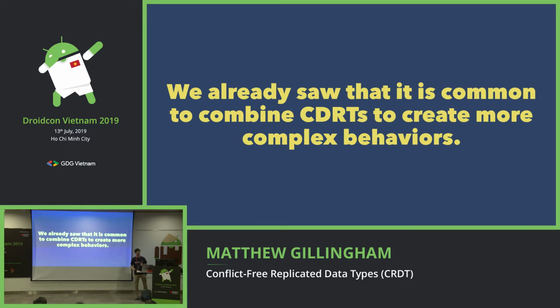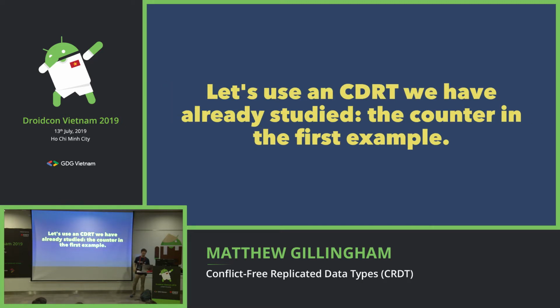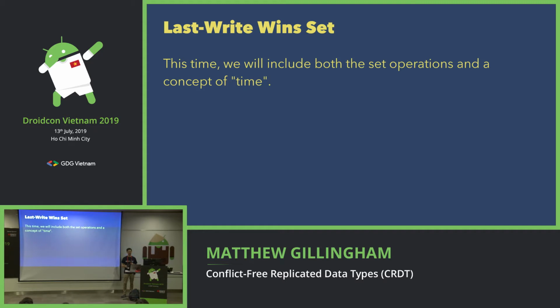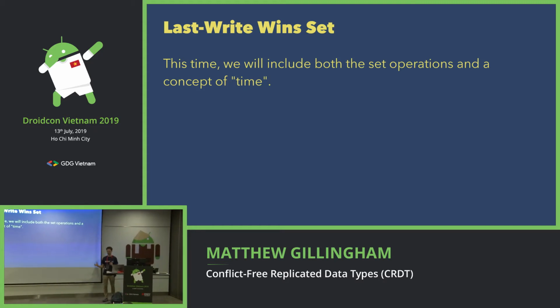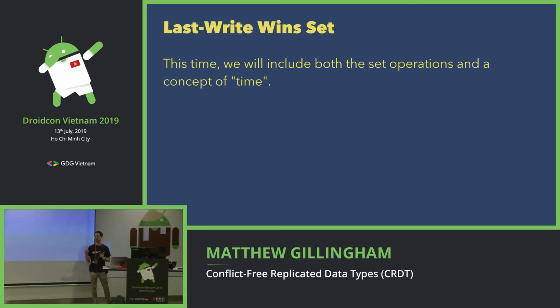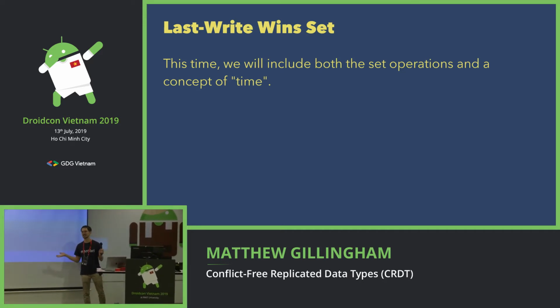So we've already seen that we have this approach where we can take two conflict-free replicated data types and combine their behavior. What if we do this with another one that we've already studied, which is the counter? Now I'm going to introduce the most complicated example, so try to follow me through here. This is something called a last write wins set. And we're going to use this counter to create the concept of time in our system.